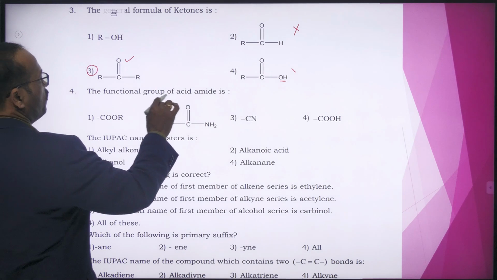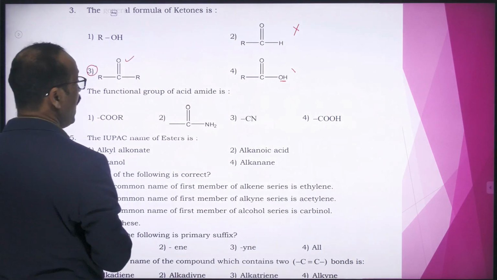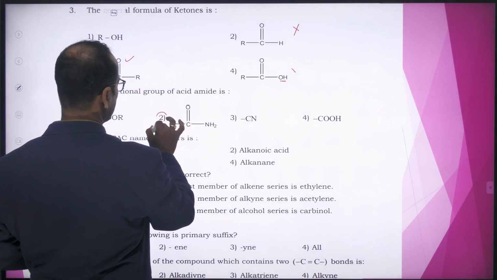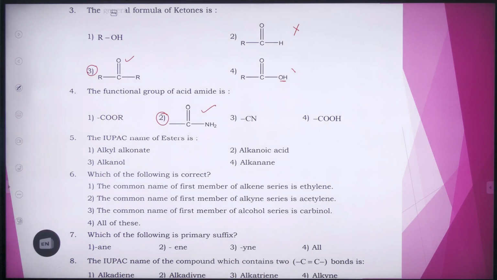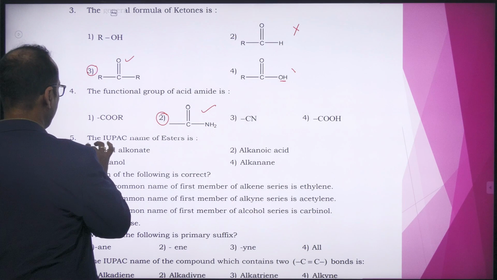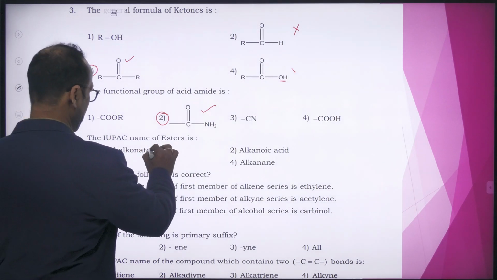Now the next one is what? The functional group of acid amide. Amide is nothing but an NH2 group. So this also you can find in the table. And then the IUPAC name of esters. What is the IUPAC name of esters? Alkyl alkanoate. This is also there in the table only.